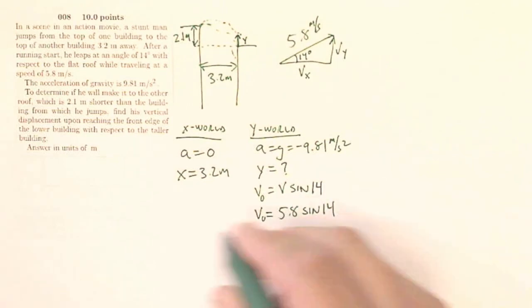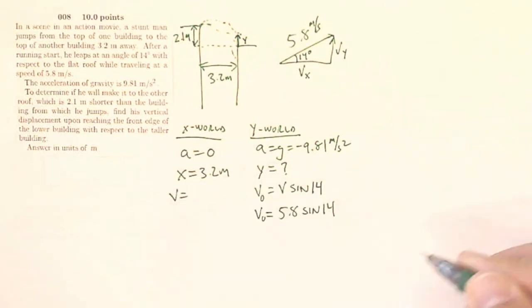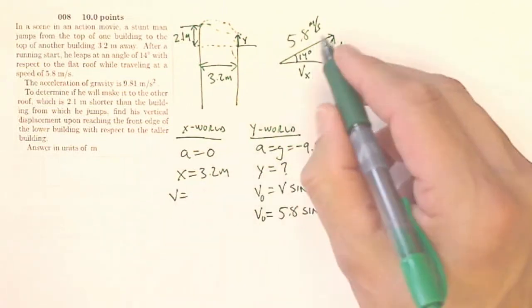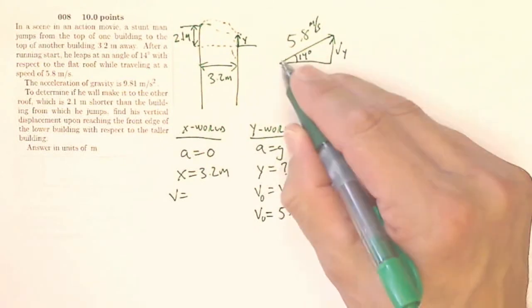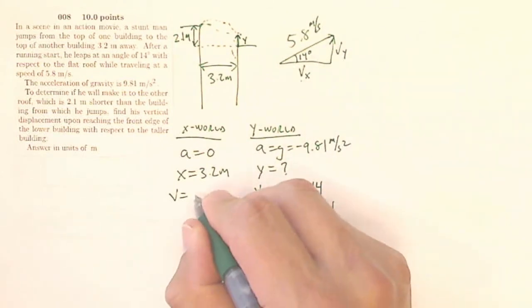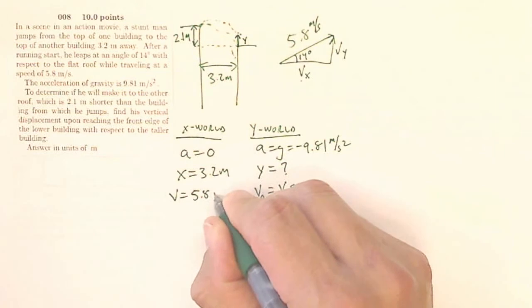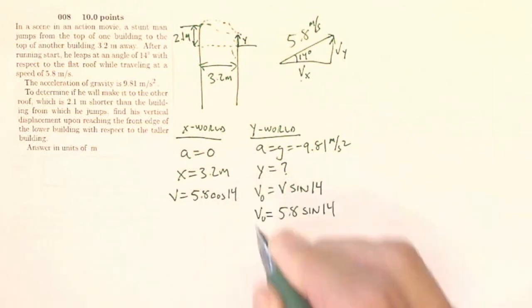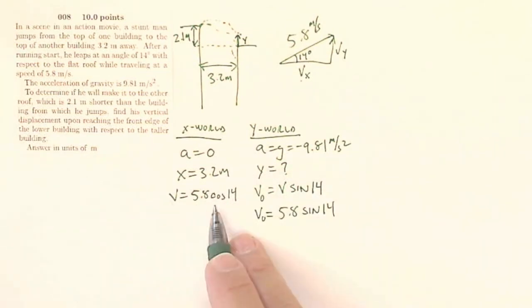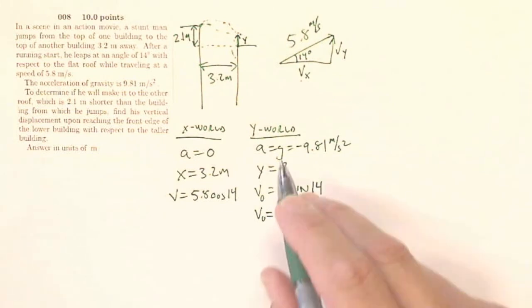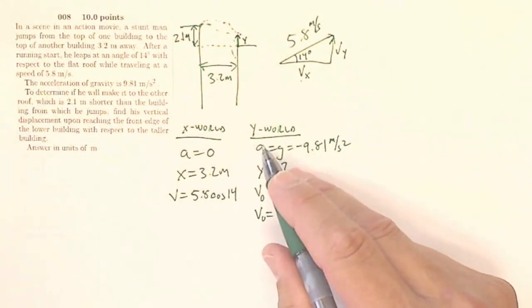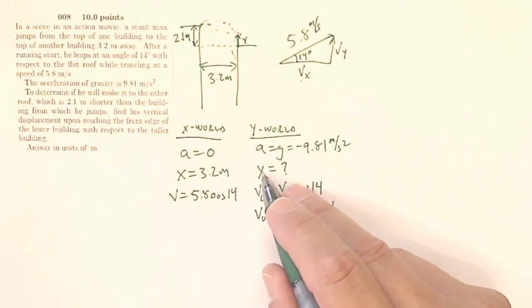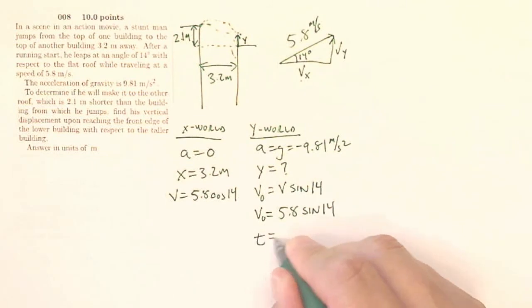My initial velocity in the x world is going to have to do with the cosine because this is adjacent. So it's going to be 5.8 cosine 14 degrees. So here will give me my x velocity, here's my y velocity. What I'm looking for is my displacement. I've got an acceleration, an initial velocity, a displacement. If only I had a time, I could solve this.